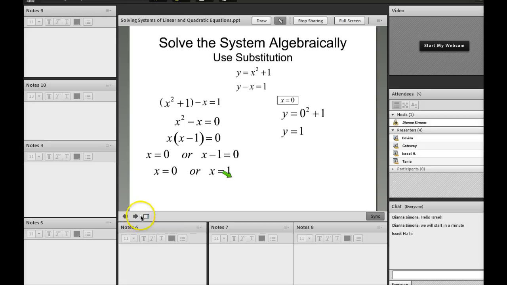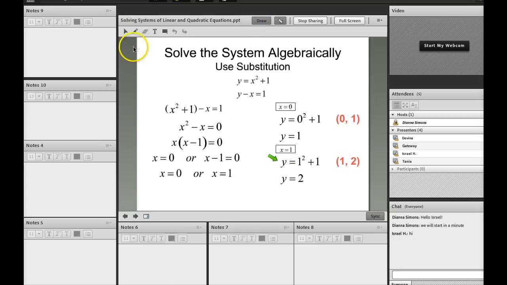I'm sorry, those were the x values, and then we need to put both of those x values into this equation, the top equation, because we used our bottom equation to solve for x. So when x is 0, y is 1, and when x is 1, y is 2. So there are 2 points of intersection, which, if you think about it, makes sense.